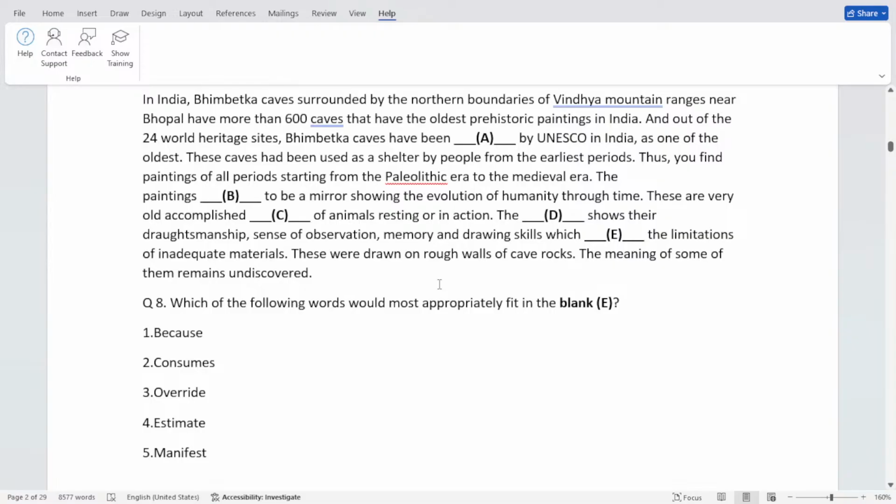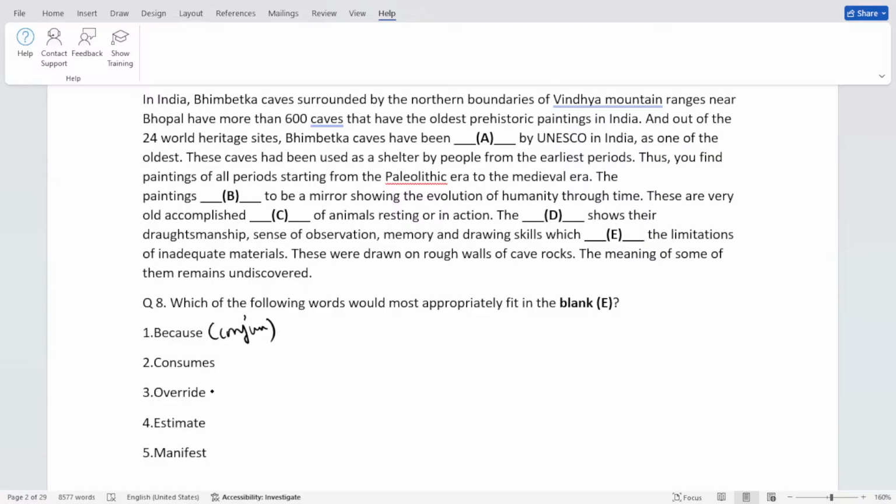So which of the following words would most appropriately fit in the blank E? Here they have given the words. First of all, because comes under conjunction. So something is the reason, because of that reason something will happen. Next we have consumes. So anything we are going to take in. We already use this. And overread, its part of speech is verb.